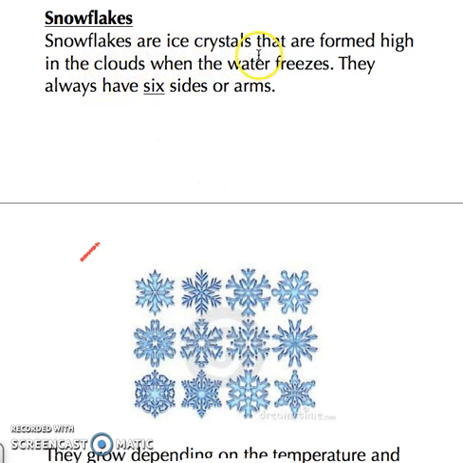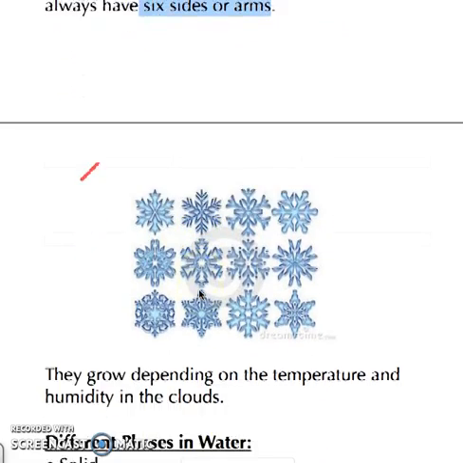Snowflakes are ice crystals that are formed in the clouds when the water freezes. What else is formed in clouds? In our first video, we talked about the different types of precipitation that can fall from the cloud. We have snow, rain, sleet, hail, depending on the weather, right? So snowflakes are ice crystals. When they're formed in the clouds, the water freezes, and they will always have 6 sides or arms. I have a picture here of snowflakes.